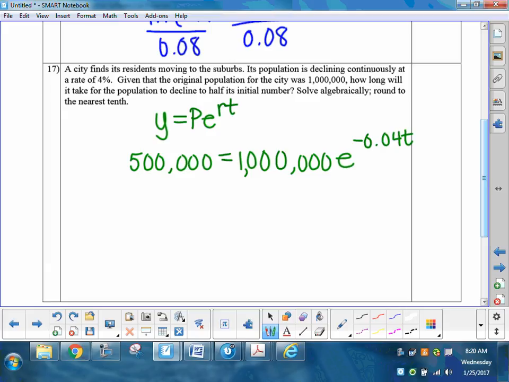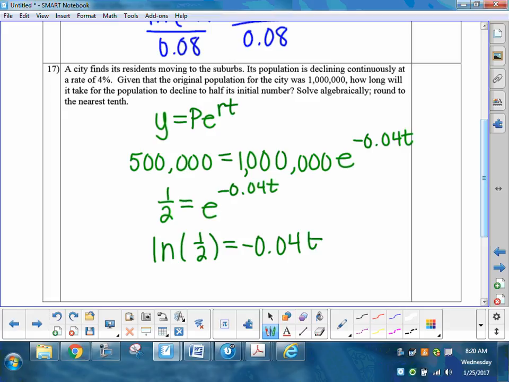Because it's decay. So I'm going to divide both sides by the million, so we get 1/2 is equal to e to the negative 0.04t. Divide, by the way, we'll put this in natural log now. So the natural log of 1/2 is going to be equal to negative 0.04t. Divide both sides by it, and go through. Hands up, please, when you can tell me what this is going to come out to be to the nearest 10th.